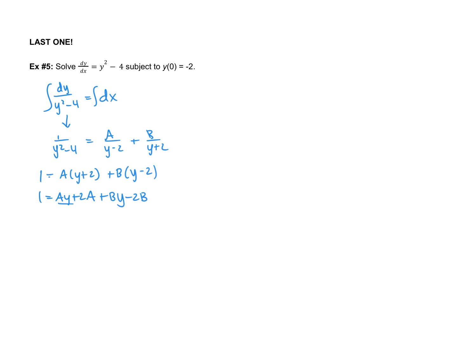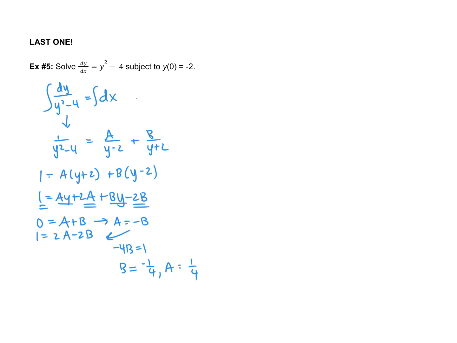Okay, so if I look at my y's, there are 0 y's on the left side, so I get 0 equals a plus b. And then if I look at my constants, I get 1 is equal to 2a subtract 2b. From this top equation, I get a is equal to negative b. If I substitute that in then, I get negative 4b is equal to 1. So b is equal to negative 1/4, and a is equal to positive 1/4. Again, if you prefer just choosing convenient values, you can certainly do that.